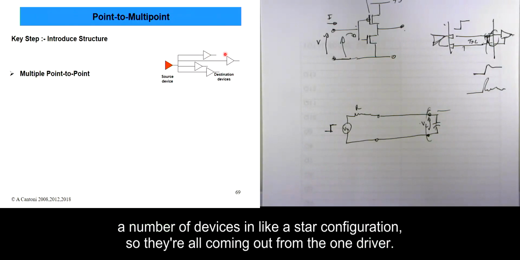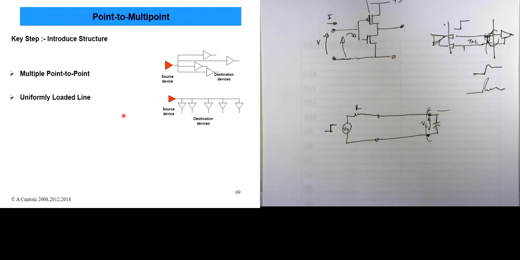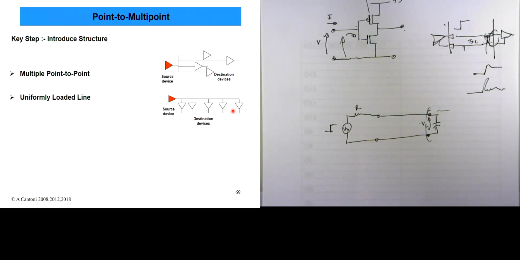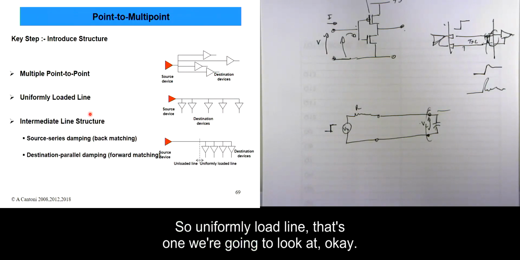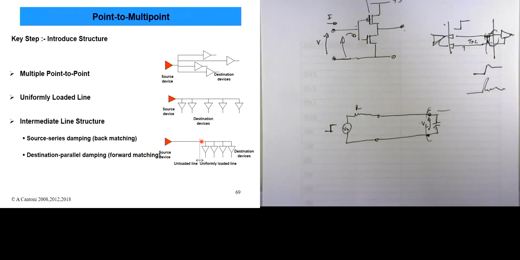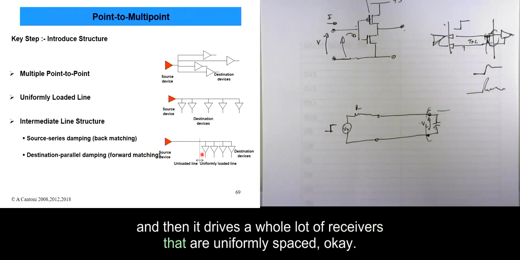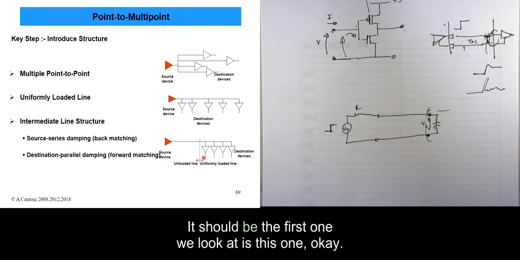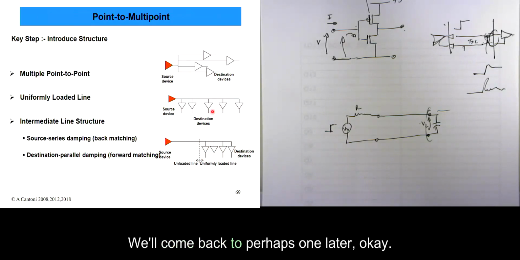It could be driving a number of devices in like a star configuration. Okay, so they're all coming out from the one driver, or it could be driving it over a line that has branches coming off at regular intervals. Okay, so a uniformly loaded line, that's one we're going to look at. Or it could be that it drives a line for a certain distance and then it drives a whole lot of receivers that are uniformly spaced. Okay, so we will look at this one. It should be the first one we look at. We'll come back to perhaps one later.